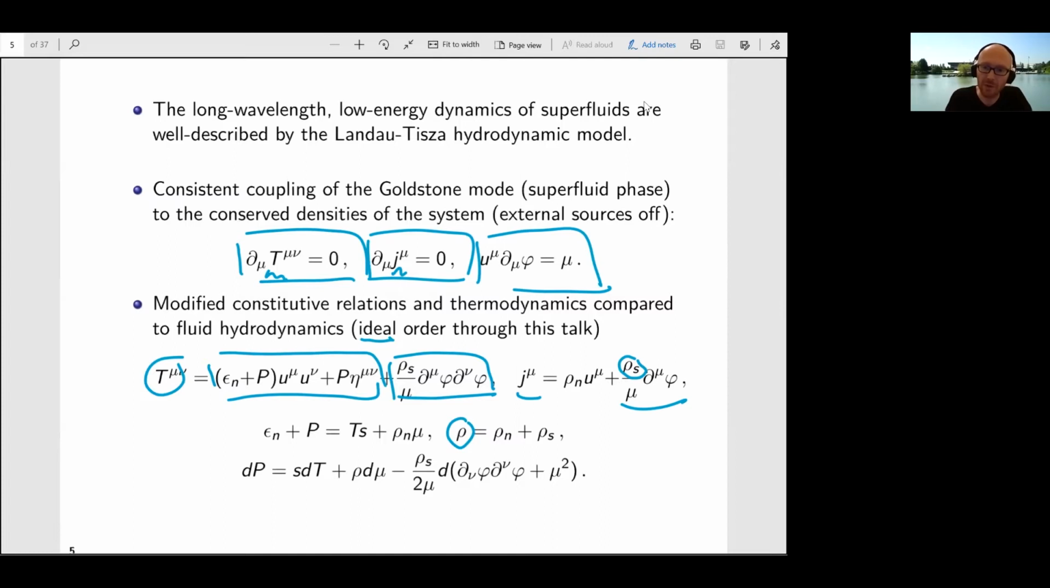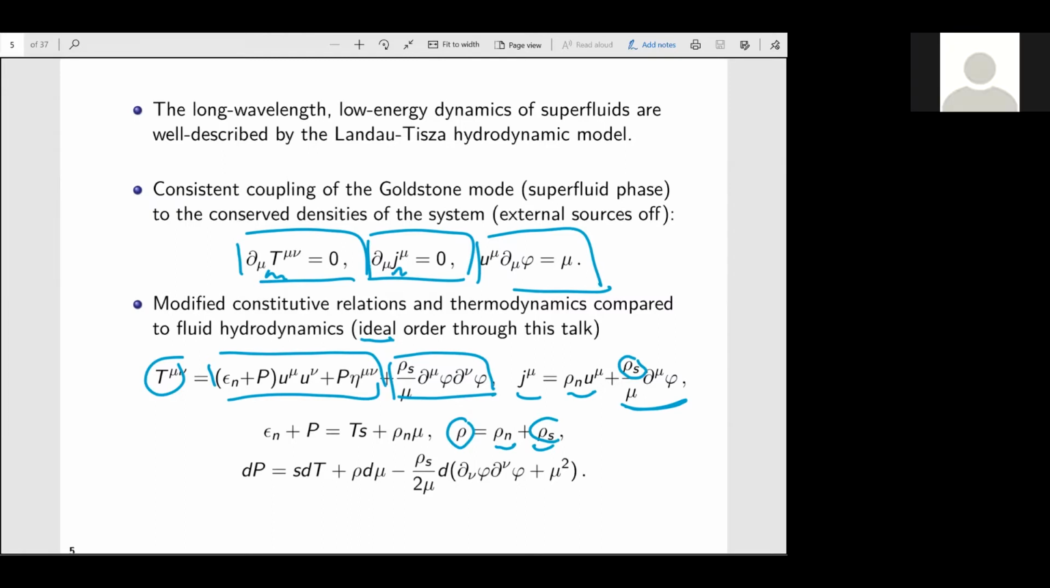So you see that ρ is made up of two pieces. There's a ρ_normal and a ρ_superfluid. The ρ_normal, you can think of as the fraction of the total charge density that carries the normal fluid flow. And the superfluid density is the part that transports the Goldstone mode.